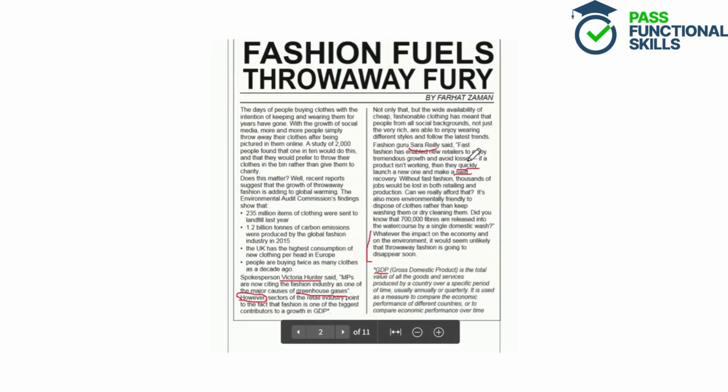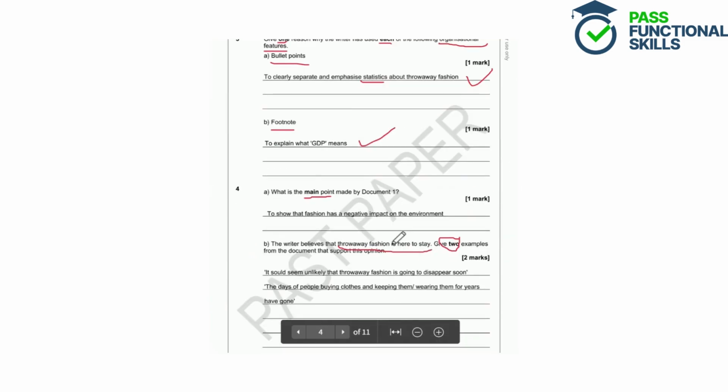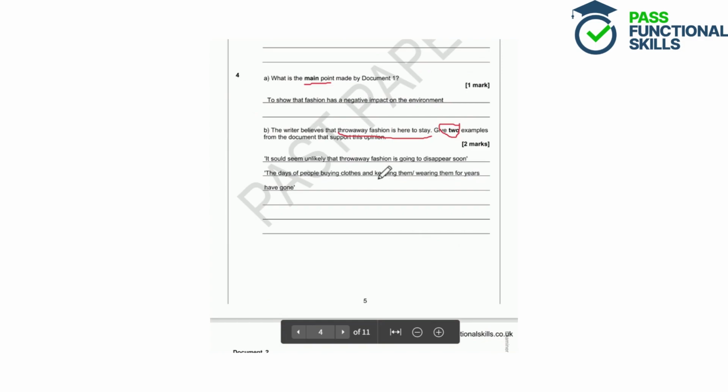So if we look for that in the source, we can see that it's in the closing statement here. So it would seem unlikely that throwaway fashion is going to disappear soon. So that's the author very literally saying that fast fashion is here to stay. And we can also have a more implied meaning here. So the days of people buying clothes and keeping them, wearing them for years have gone.